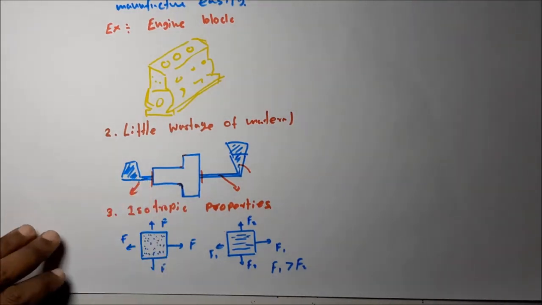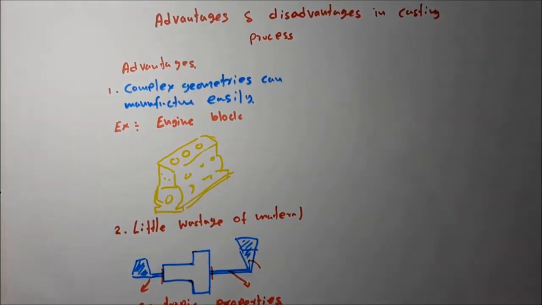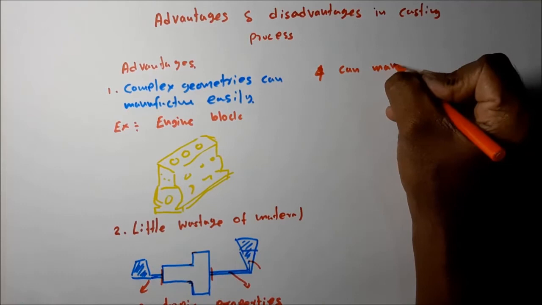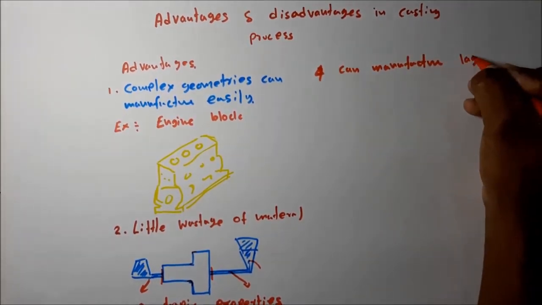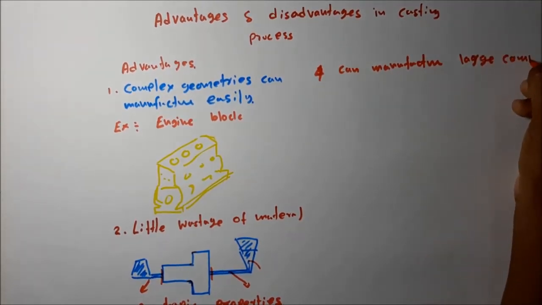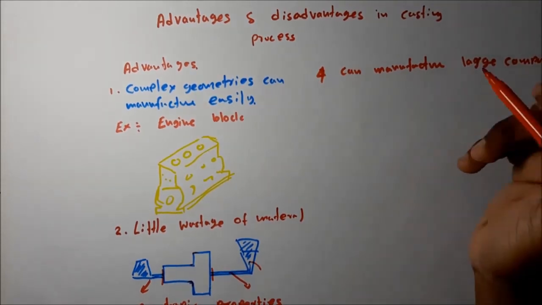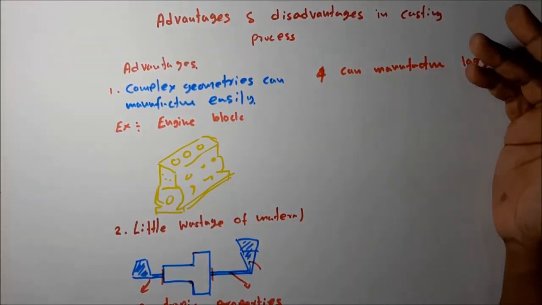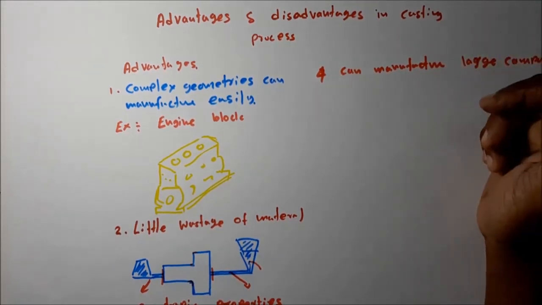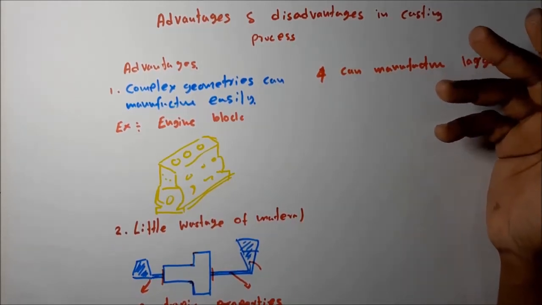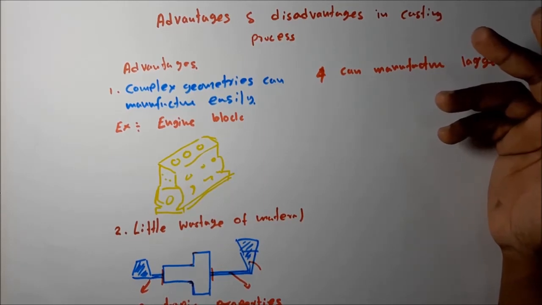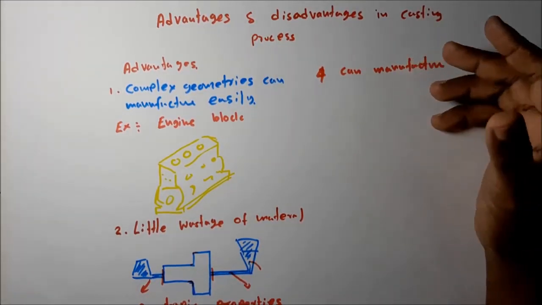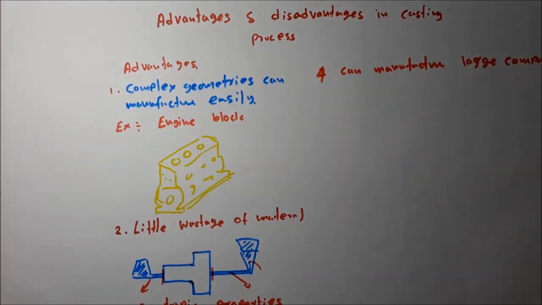Then another advantage is that it can manufacture large components. For example, a ship hull is the largest component manufactured in casting operation. Think how big these ship hulls are; they are manufactured using casting. Also machine frame structures, like the bed of a very large lathe machine, are manufactured using casting. Any other manufacturing methods cannot be used to manufacture this kind of large component. This is impossible.